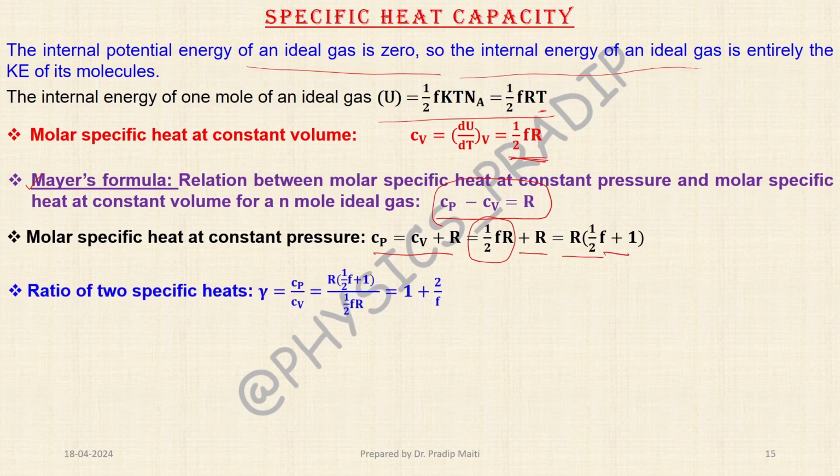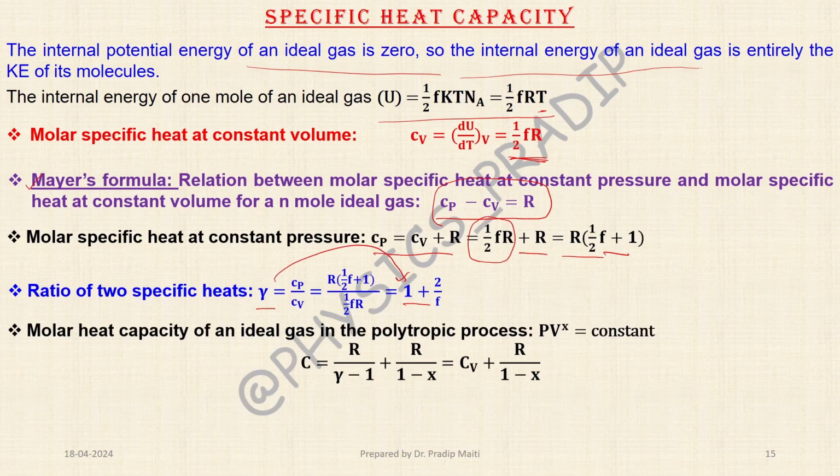Ratio of specific heats is represented by gamma equals Cp by Cv. So here is an important relation, gamma equals 1 plus 2 upon F. Molar specific heat capacity for a polytropic process PV to the power x is C equals R by gamma minus 1 plus R by 1 minus x. Already we have a relation that Cv equals R by gamma minus 1, so C is equal to Cv plus R by 1 minus x.